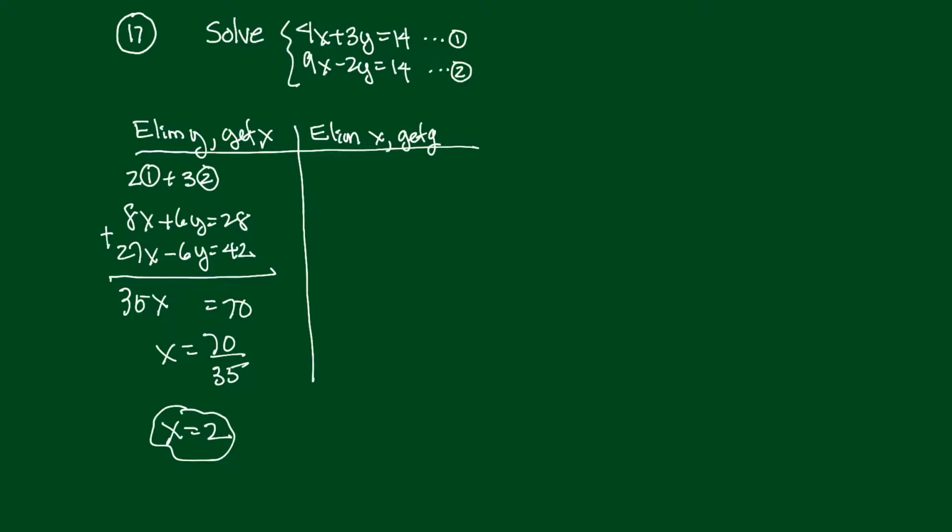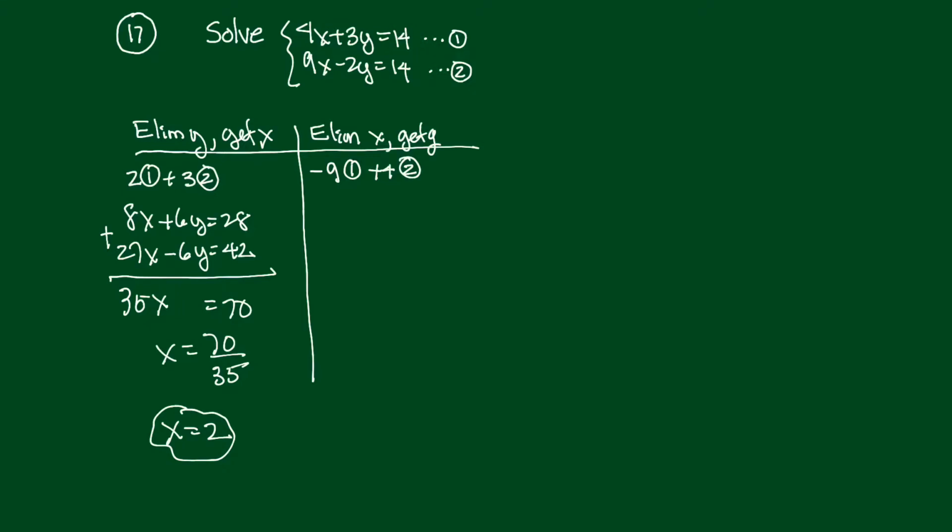So focus in on these coefficients of x's. I want them to become opposites. The smallest number they both divide into is 36, so I'm going to make them 36s, and I can do that if I multiply the top by 9, the bottom by 4, but because they have the same sign, I need one of them to be the opposite. So instead of multiplying by 9, how about if you multiply by negative 9? So here's the plan. Negative 9 times equation 1 plus 4 times equation 2.